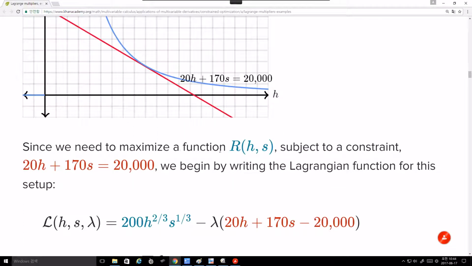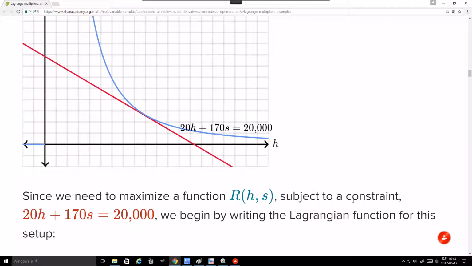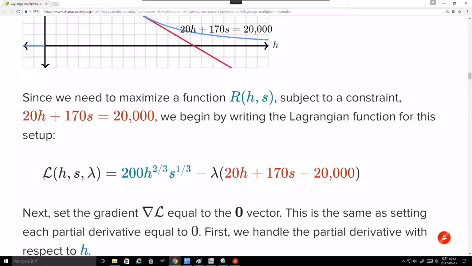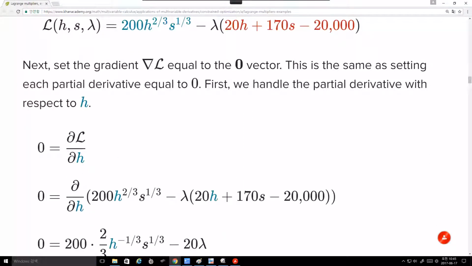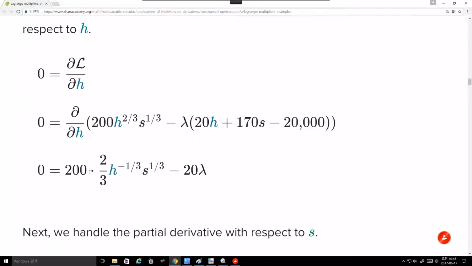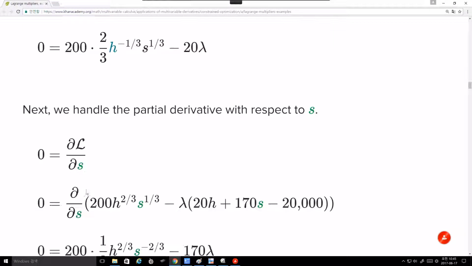Since you need to maximize the function R, the blue one, subject to the constraint, this one, we begin by writing the Lagrangian function for this setup. The Lagrangian of H, S, lambda is this one minus this one. Next, we set the gradient of the Lagrangian equal to the zero vector. This is the same as setting each partial derivative equal to 0. First we handle the partial derivative with respect to H, then the partial derivative with respect to S.